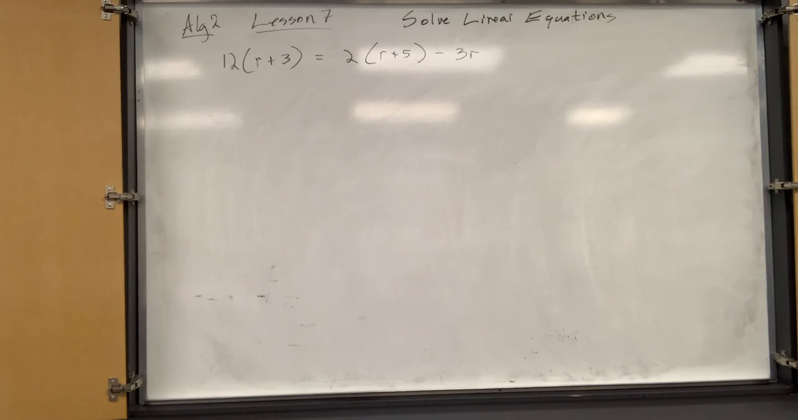First step, simplify both sides of the equation first or separately. So we're not gonna try to go cross equation, cross equal sign. We're gonna simplify both sides separately first. Okay, and there's two steps to that. First step is remove parentheses.